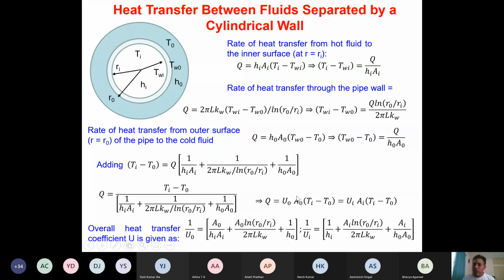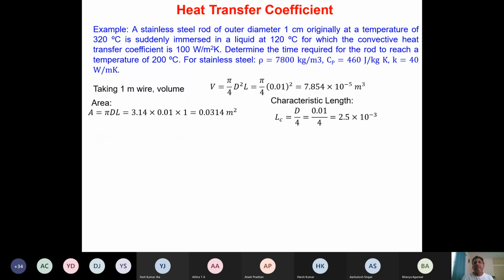So one thing to note down is Q is still given as U naught A naught (Ti minus T naught), and it can also be given as Ui Ai (Ti minus T naught). So here you can see U naught A naught is same as Ui Ai. So basically, to find out the heat transfer, which area should be multiplied depends on how we have defined the coefficient, whether it is defined in terms of inside area or outside area, isn't it? So this is what we have seen in the last class.